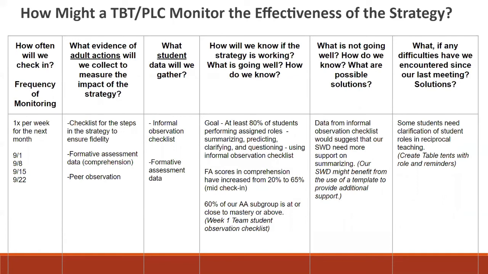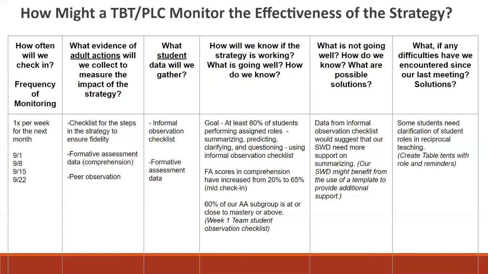The TBT or PLC should determine and examine how the team will effectively implement the strategy so that everyone on the team is on the same page prior to implementation. Teams will need to determine how often they will check in. For example, this team decided to check in once a week for the month of September. Here's an example. This team selected the following dates: September 1st, September 8th, September 15th, September 22nd.